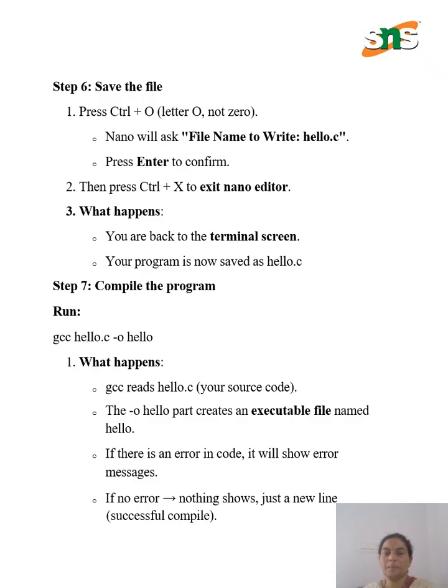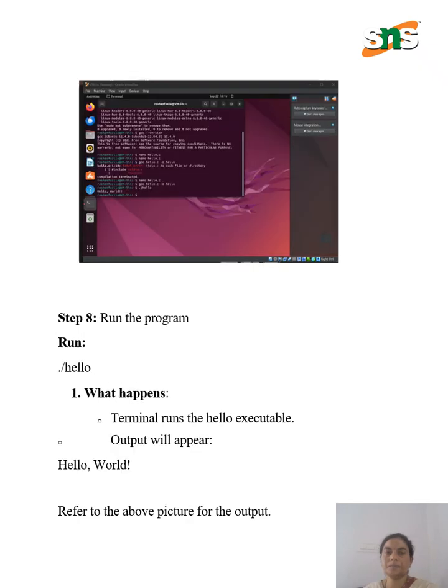Then for compilation, GCC reads the hello.c source code and creates an executable file named hello, and if there is any error in the code, it will show the error message. If there are no errors, nothing shows, just a new line, and the compilation is successful. So this is all about the basic programming steps that you follow in the virtual machine. Once it runs the program, the terminal runs the hello executable file, and finally the output will be displayed. So it is a very simple program.